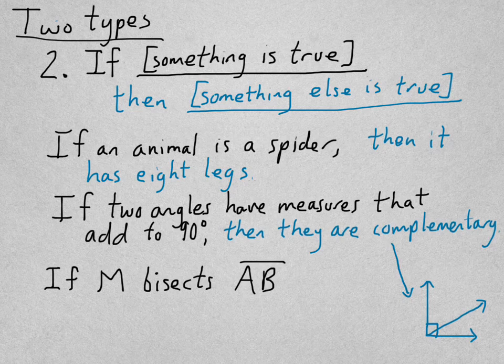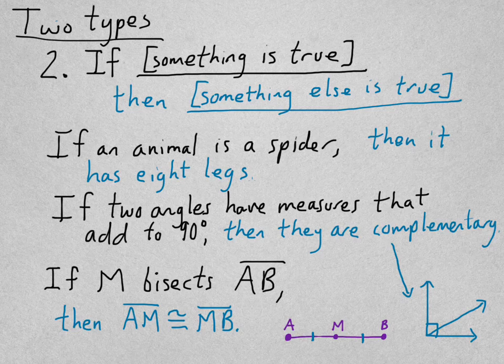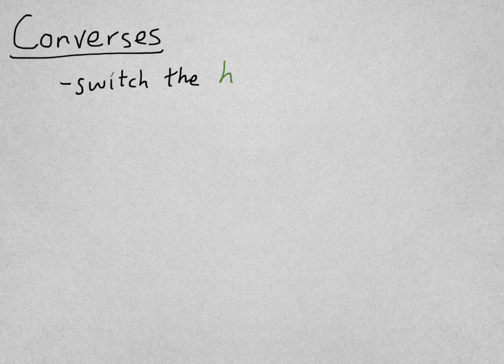Or if M bisects segment AB, then, can you finish it? If I know that to be true, then I know segment AM is congruent to segment MB. Those are our types of conditional statements. Let's talk then about converses.